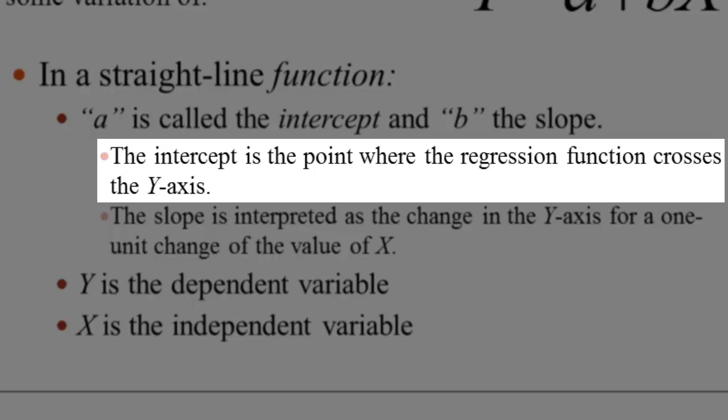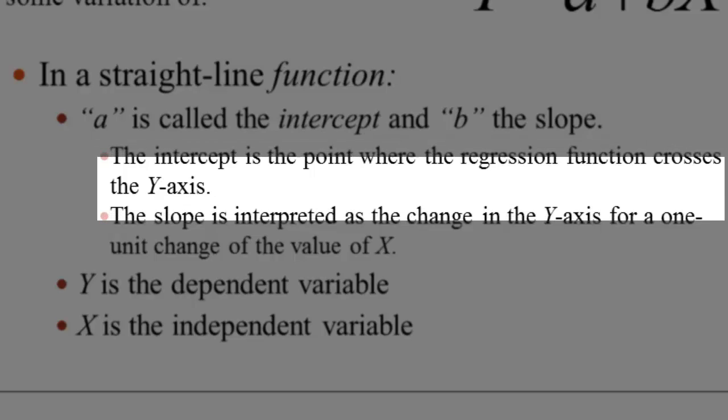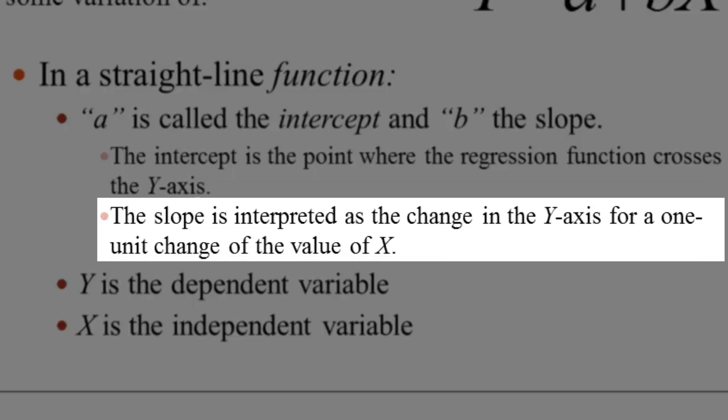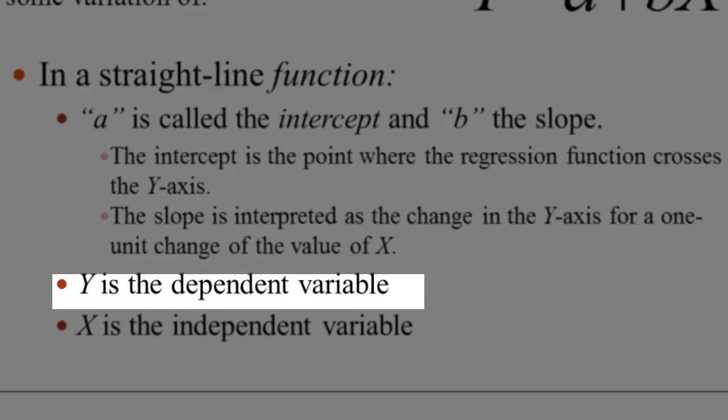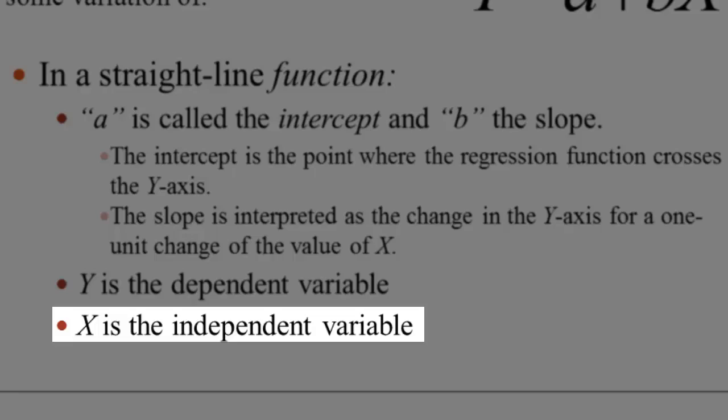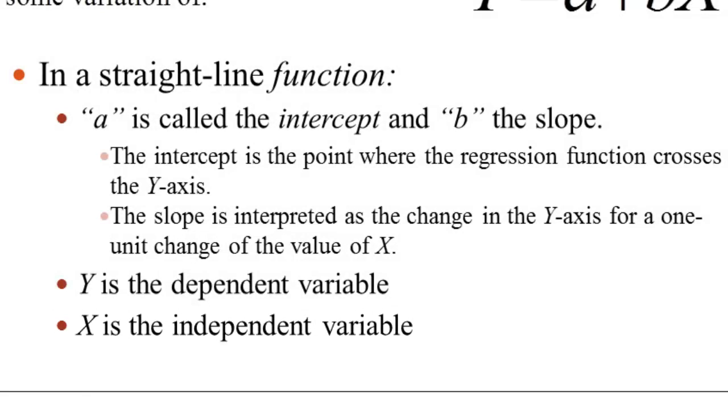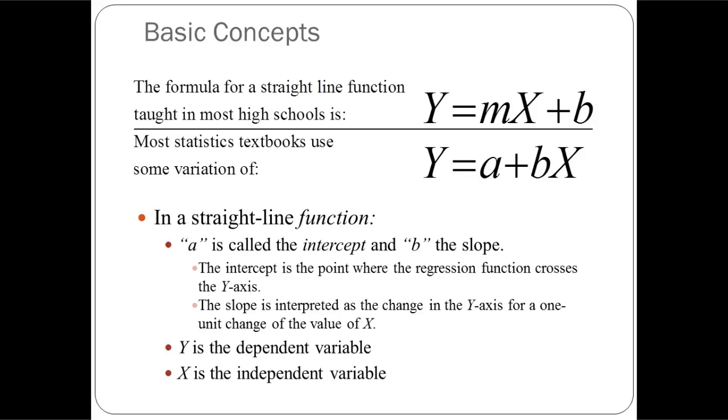The intercept, as you know, is the point where the regression function or regression line crosses the y-axis. That is, when the value of x is equal to 0, y equals a. The slope is interpreted as the change in y for a 1-unit change in the value of x. Of course, we can have other kinds of changes in the value of x, but typically we evaluate it with a 1-unit change. Y is considered our dependent variable, and x our independent variable. I'm going to show you later some different notation that I prefer to this y equals a plus bx, and that I'll use for the remainder of this video in the class.